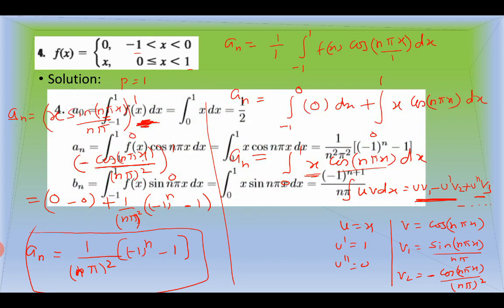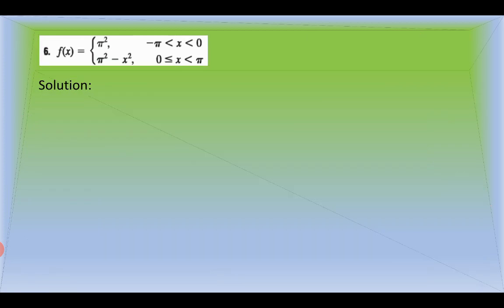Problem number 6 from your textbook. Pi square minus x square in this interval. What is p? P is pi, negative pi to positive pi. P is pi, isn't it? And the formula of an starts from here.